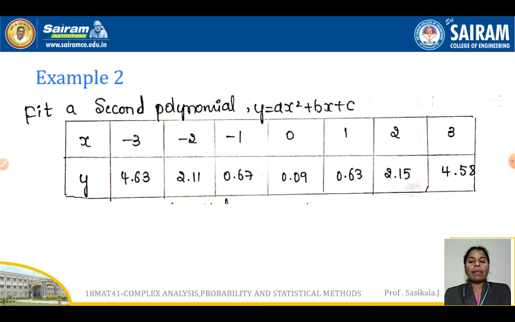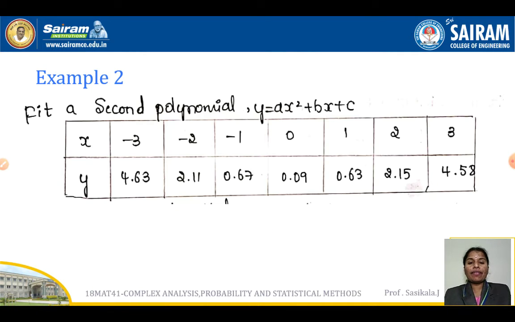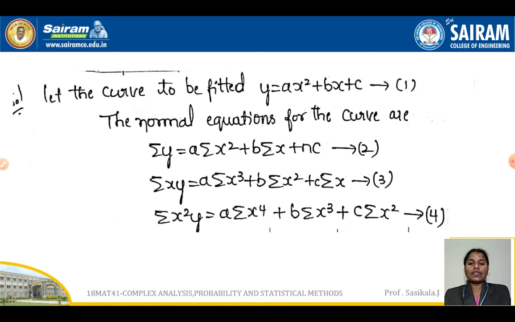Fit a second degree polynomial, which is y is equal to ax square plus bx plus c. So the x data is given: minus 3, minus 2, minus 1, 0, 1, 2, 3. And the y values are 4.63, 2.11, 0.67, 0.09, 0.63, 2.15, 4.58. Go for the solution. Similar to the previous one, only the polynomial equation has changed, and according to that we should write the normal equations. Since it's a second degree polynomial, we have to write three normal equations because there are three unknowns.